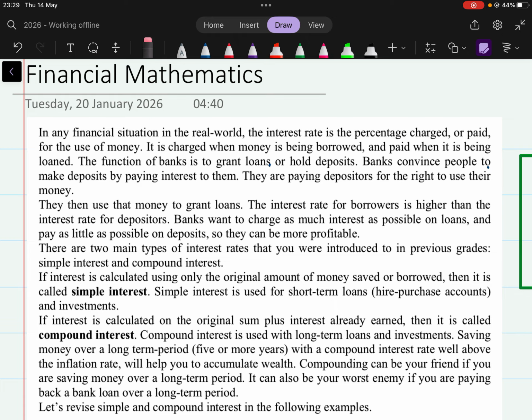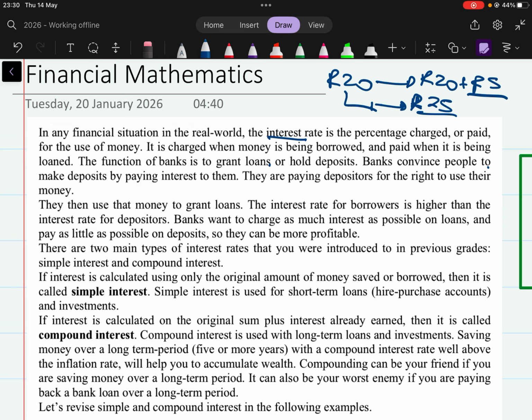So, in any financial situation in the real world, the interest rate is the percentage charged or paid for the use of money. For instance, you use my 20 rand. When you bring it back, it is my 20 rand plus an extra 5 rand. So basically you bring it back as 25 rand. You see? So you have paid an extra 5 rand for using my 20 rand. So in a nutshell, the interest that you paid is 5 rand.